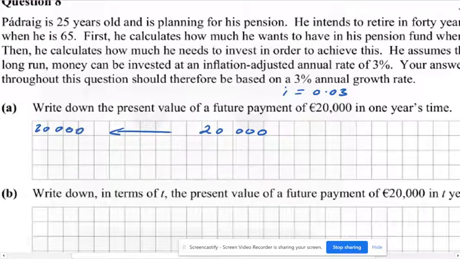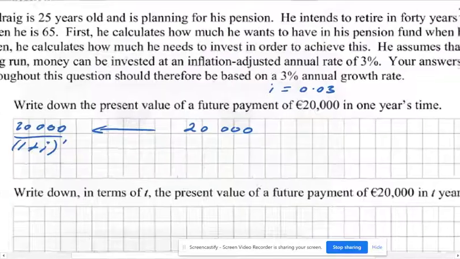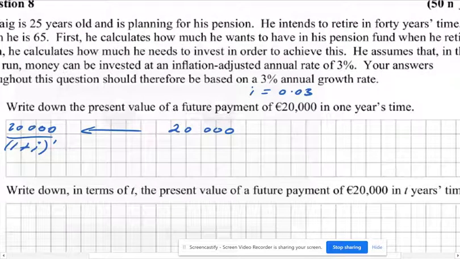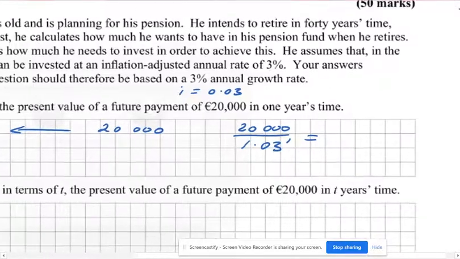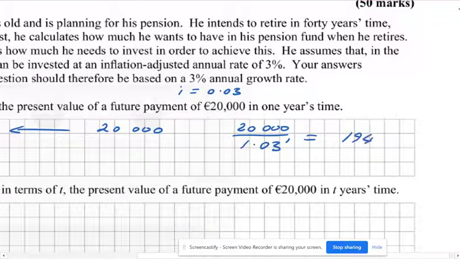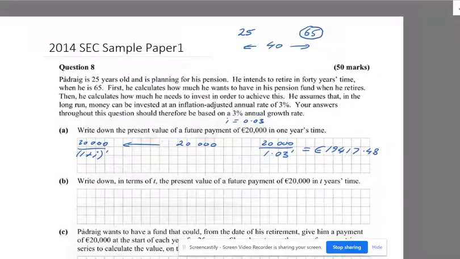So when you're bringing money back in time, you divide. When you're bringing money forward, you multiply to work out the interest. So it's 1 plus I to the power of 1. And of course, I is 0.03. So the answer is 20,000 over 1.03 to the power of 1. And you get an answer of, on the calculator, 19,417.48 rounded off. So that's the first part done.